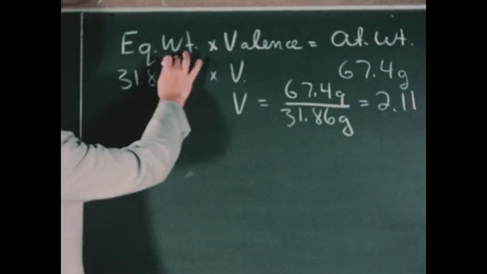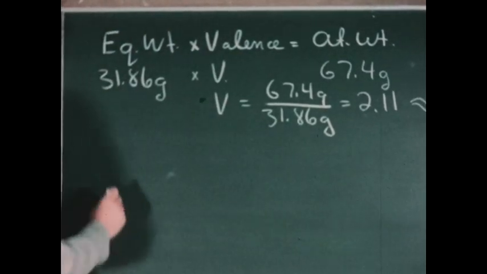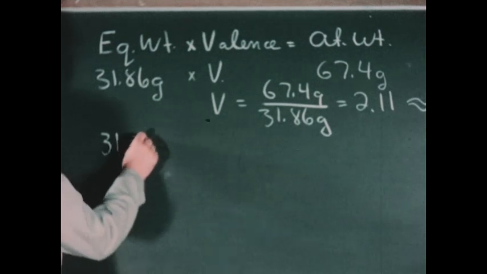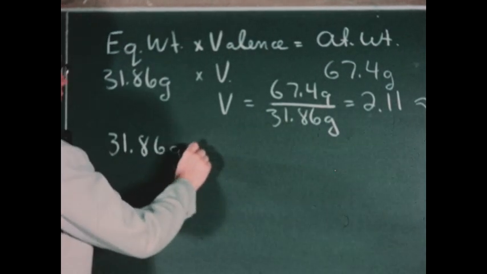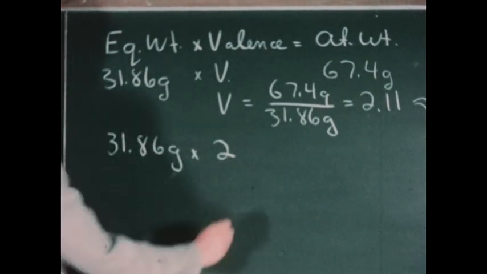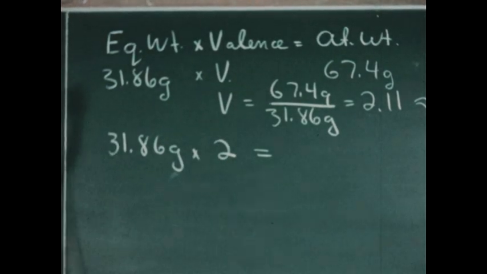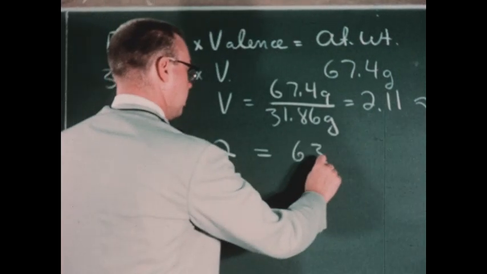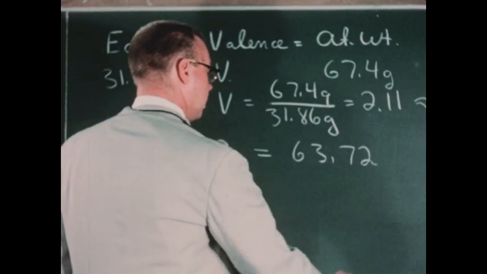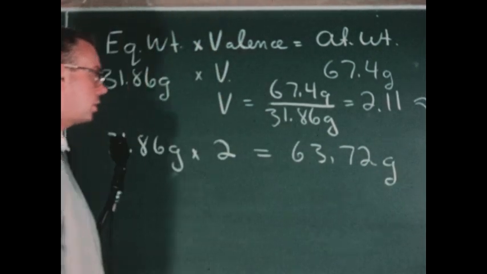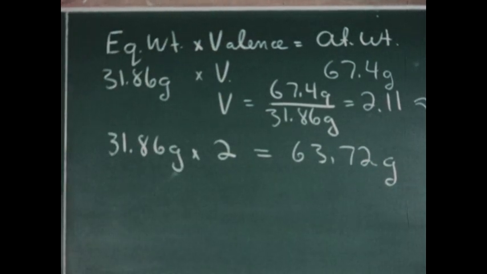Now we have to return to our original formula. We still know the accurate equivalent weight is 31.86 grams. We know now that the valence is 2. And multiplying these two accurately determined figures together should give us an accurate value for the atomic weight. This multiplication, when carried out, gives 63.72 as our value for the gram atomic weight of copper.